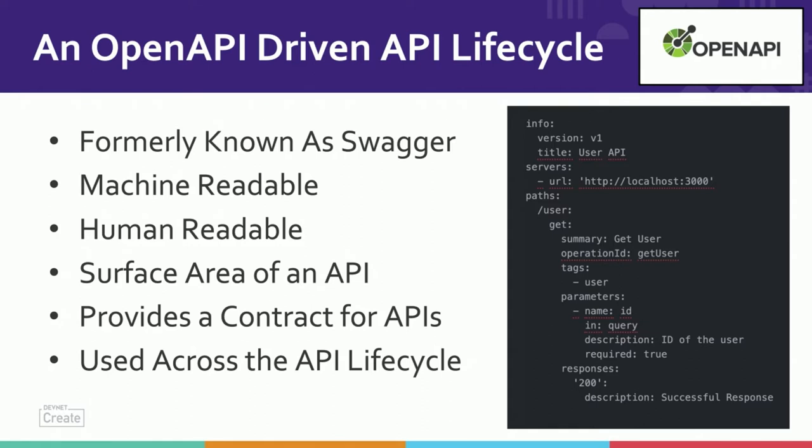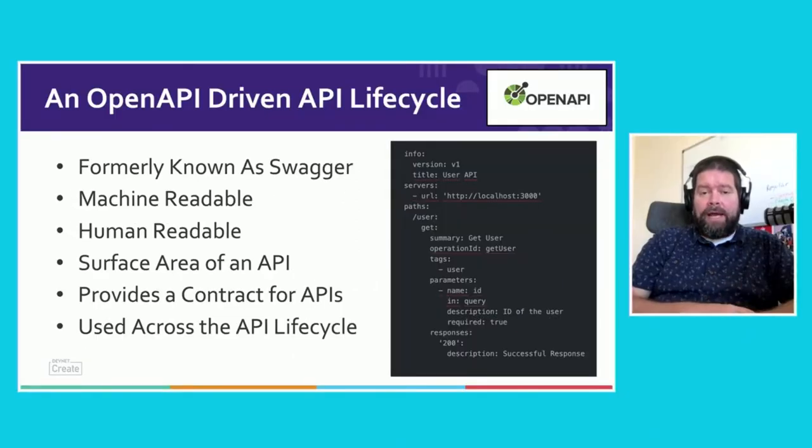I've got a little snippet here on the right-hand side of a user API, but what OpenAPI does is it allows API providers to describe the details of each API request and what developers and consumers can expect when the response of that API comes back. So it describes the surface area of the API and really allows us to get on the same page when it comes to what an API does.